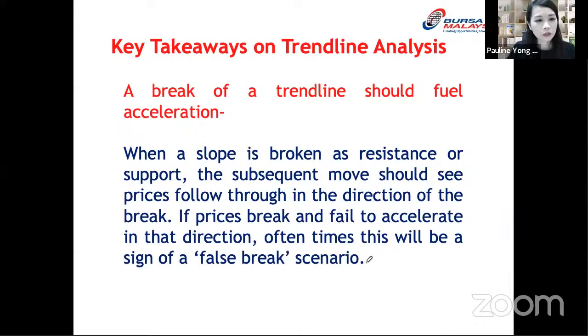Here we are looking at another key takeaway: the trend line should fuel acceleration. So this is just what I mentioned, fuel acceleration. Once it breaks the trend line, you must see the bar is a big bearish bar, and the volume also takes a rise. That means there is acceleration. When there is acceleration, it will drive the price down further.